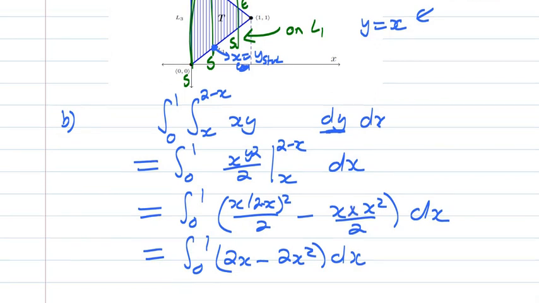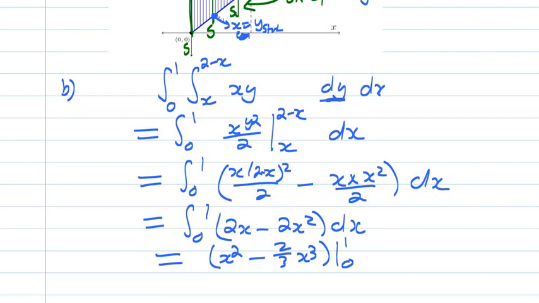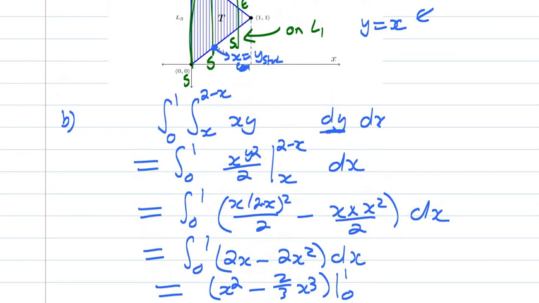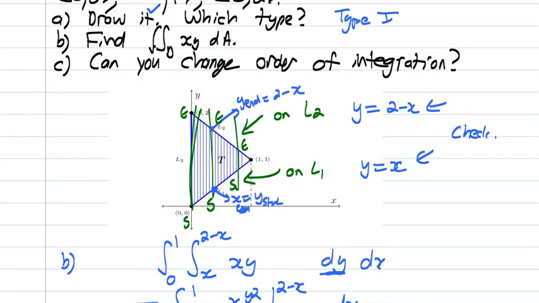And then it's a first year problem. We integrate 2x, that's x squared. We integrate 2x squared, which is 2/3 x cubed. By the FTC, we plug in 1 and 0. If I plug in 1, I get 1. If I plug in 1 there, I get 2/3. So 1 minus 2/3 is a third, minus 0. So the numerical value for this double integral is a third. And that is the answer to part B. So we have now found the double integral of xy over the region D, which is a triangle.